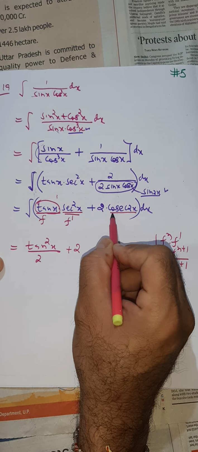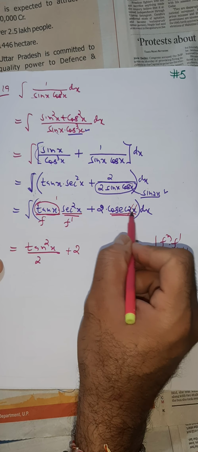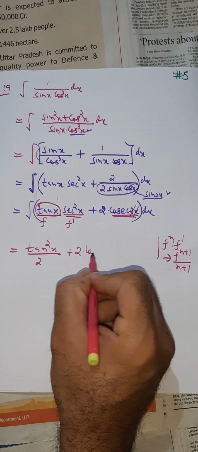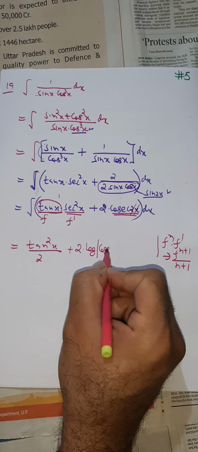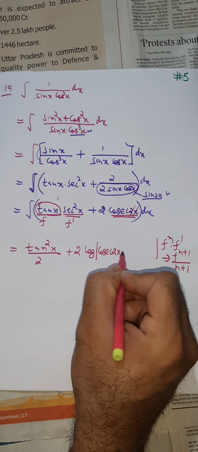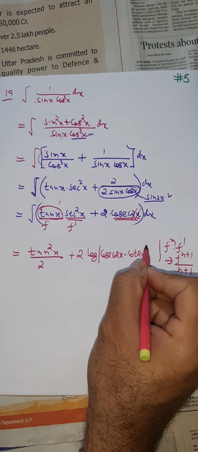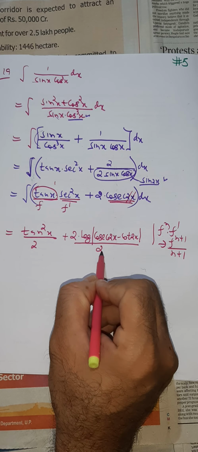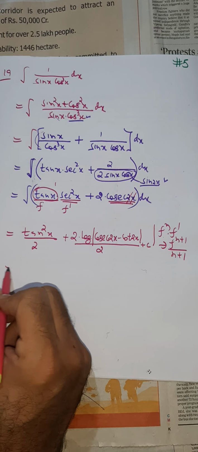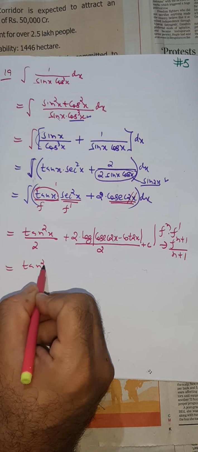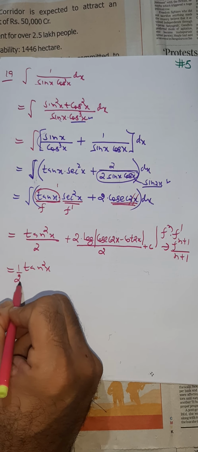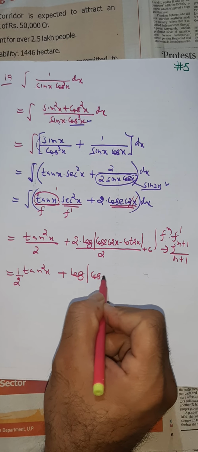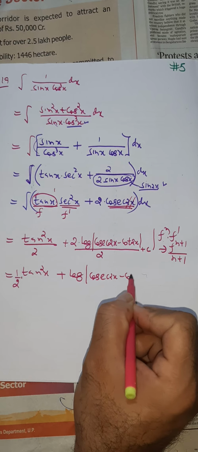How do we integrate cosec 2x? You imagine this is like x because this is a linear function. If you recall, integral of cosec x is log of mod of cosec minus cot, upon the coefficient of x. What's the coefficient of x? Which is 2, plus c. So finally we are getting tan square x by 2, into tan square x. This 2 will get cancelled. Log of mod of cosec 2x minus cot 2x.